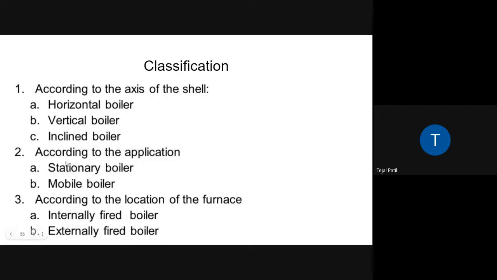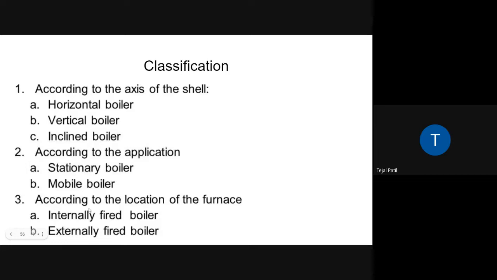Okay. So this is based on the axis of the shell. Shell means a cylinder. Then the next one is according to the application, where and how it is utilized. If the boiler is stationary, if you can't move it, if it is fixed at a certain place, then it is a stationary boiler. Some boilers are mobile, that means you can move them wherever required, so that is known as a mobile boiler.